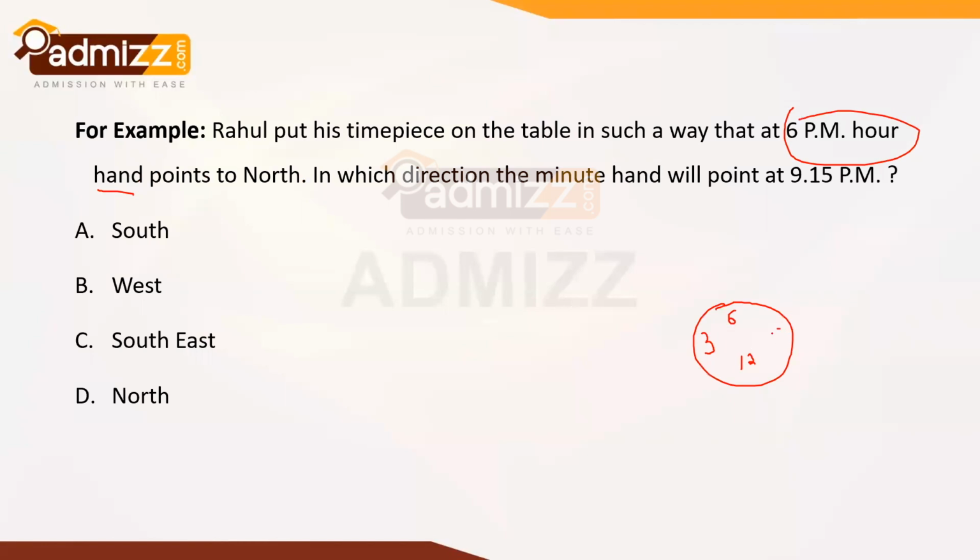Yep, 3 is right there and 9 is here, right? So at 6 p.m. this one is pointing to north. So in which direction will the minute hand point at 9:15 p.m.? At 9:15, it will be 9 here.